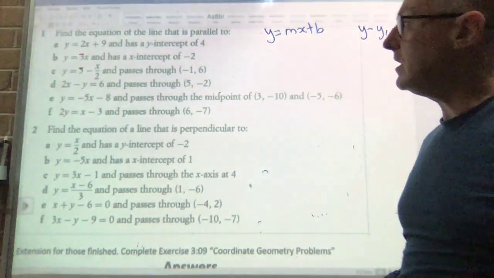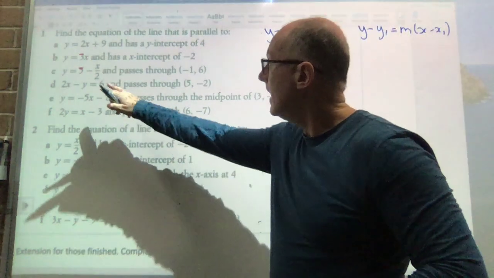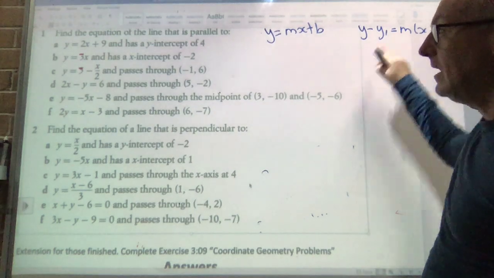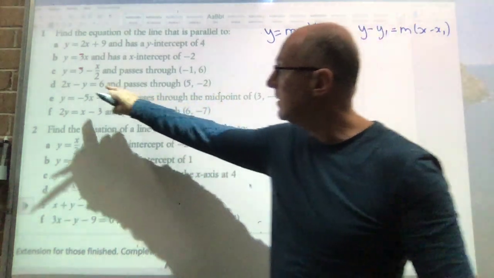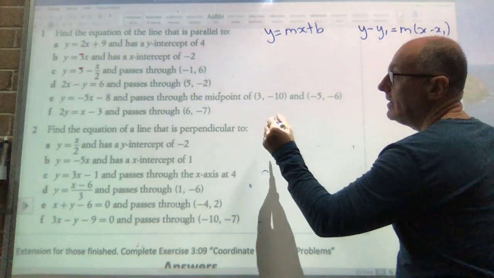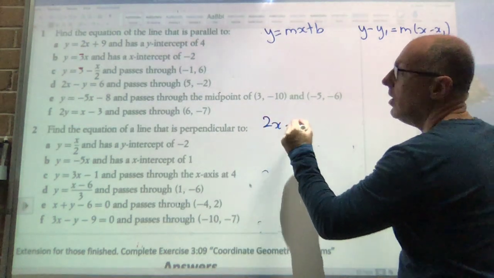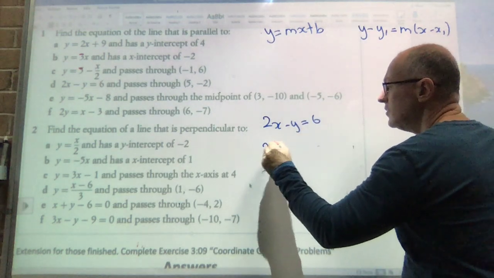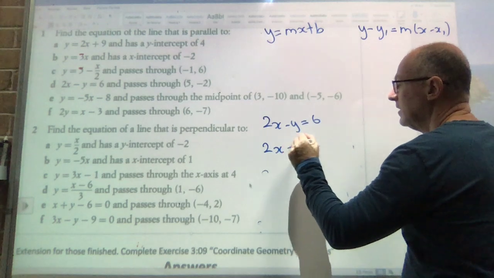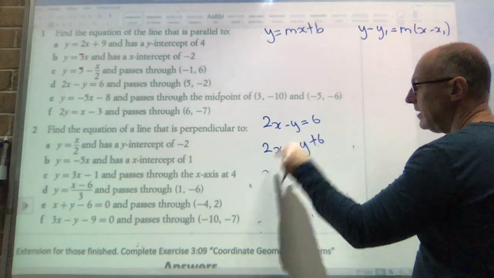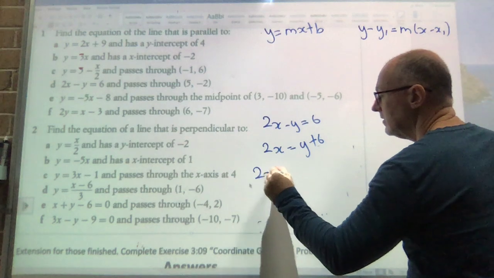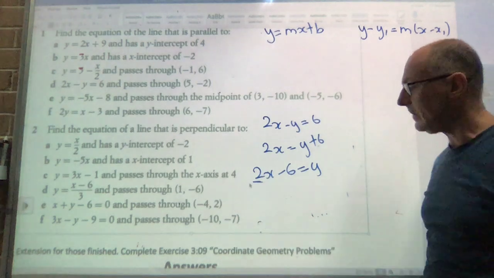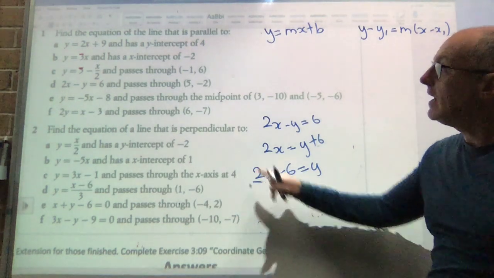Okay, so question D. They give us a clue to the gradient and they give us a point. So we're going to use this formula again. Firstly, we know the coordinate, but we just need to find the gradient. At the moment, they've got 2x minus y equals 6. If I plus the y across, 2x equals y plus 6. Subtract the 6 back. 2x minus 6 equals y. We can now see that the gradient is 2. So we now have the gradient and we have a point.